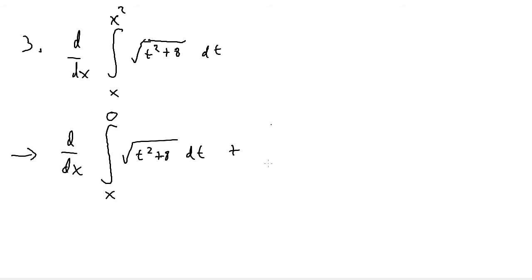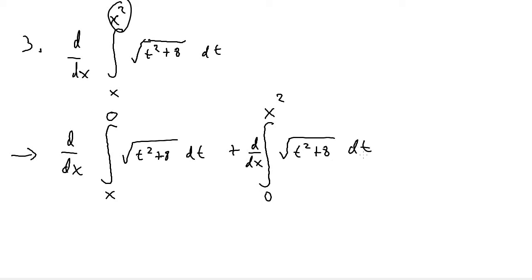Plus the integral. I forgot to add the derivative, so the derivative of the integral. Now I put the top bound on the top, so x squared, and I can just put whatever I put here, so I put 0 there, of the square root of t squared plus 8 dt. So now I can evaluate these one by one. Let's just start with this integral.